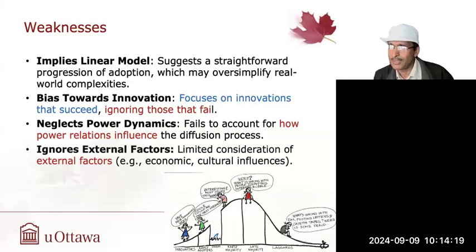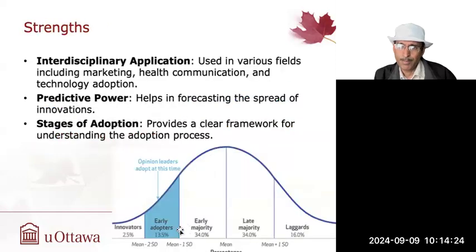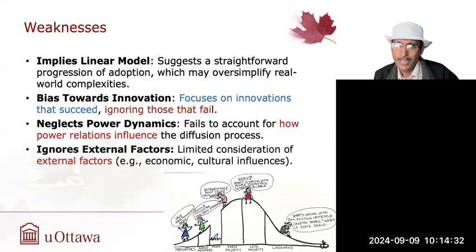For example, think about the same S-curve and TikTok here. So it's not just the early majority, late majority, laggards. It's government also checking that and restricting people from doing this. This model ignores external factors, several external factors.